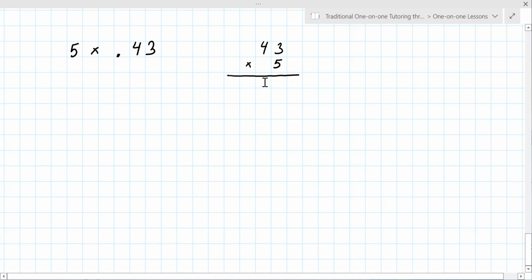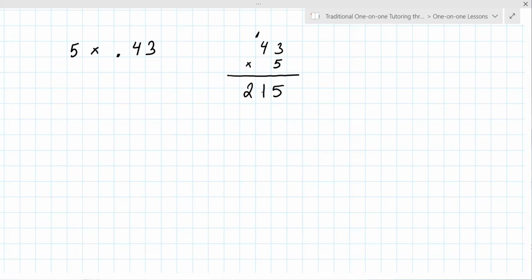Okay, what is 3 times 5? 3 times 5 is 15. So 5 with a carry of 1, and then 5 times 4, what is that? 5 times 4 is 20. 20 plus the carry, so that's 21. Oh, I just got a little confused because I forgot that we were supposed to do 4 times 5.